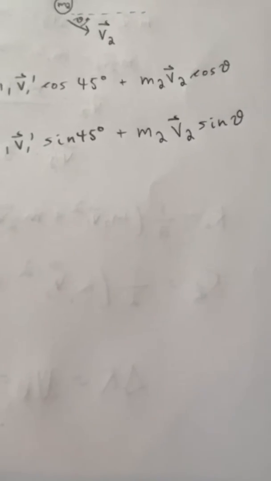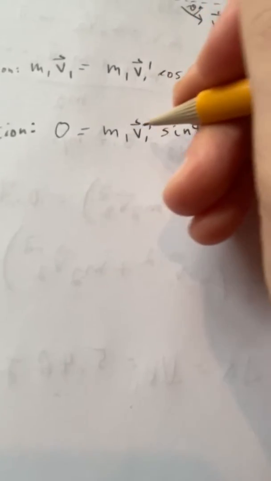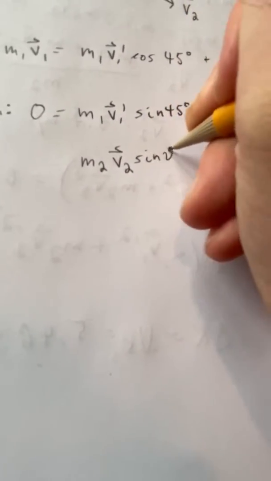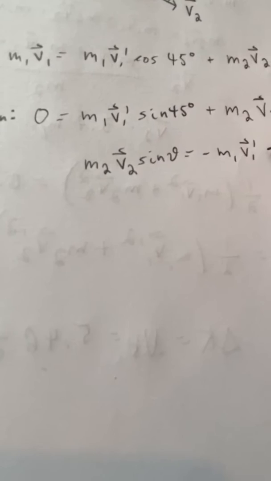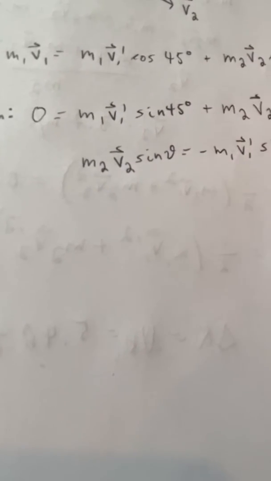So probably the easiest way to do that is to take a look at this second equation that we have here, the equation for conservation of momentum in the y direction, and rearrange it a little bit. So maybe we can subtract this first term over here, and so we'll get m2 v2 sine theta equals minus m1 v1 prime sine 45.